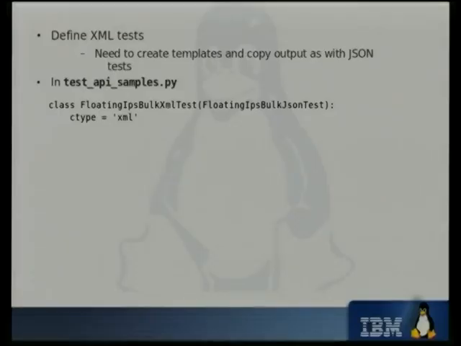Creating the XML tests is very easy. You just create another class which inherits off the JSON, and there's just the standard content type equals XML, and it will automatically generate XML for you when you run the XML test. You have to do the same thing of creating any templates which you need and copying any of the output back so it has something to compare against in the future.